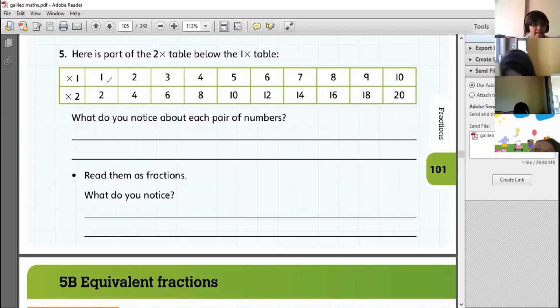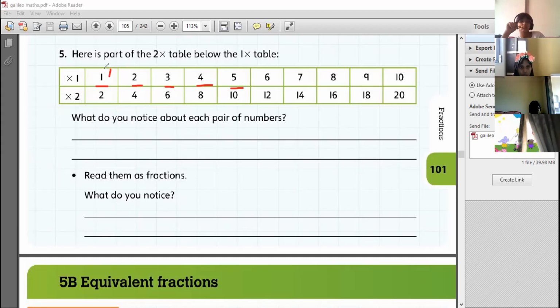1 by 2, 3 by 6, 4 by 8. Think. 5 by 10. They are multiplying this with 2. What have you got? Tell me. This is 2 by 4. Now multiply this fraction with 3. What will you get? 3 by 6. Then 4, 4 by 8. Then 5, 5 by 10. These are equivalent fractions. That's it.